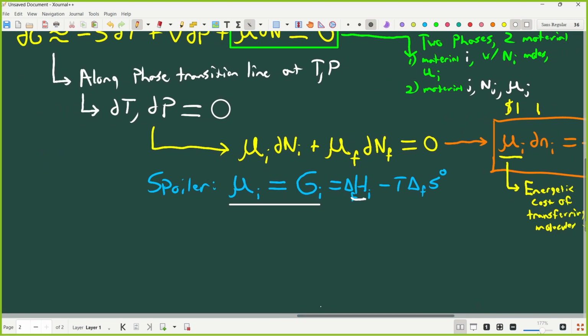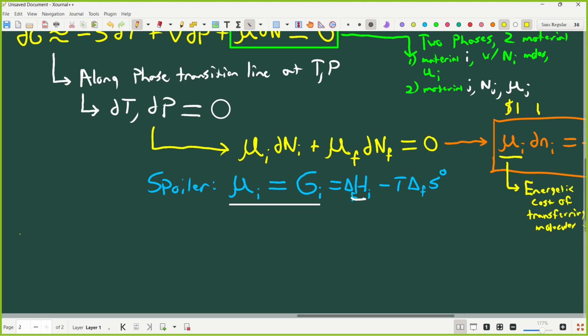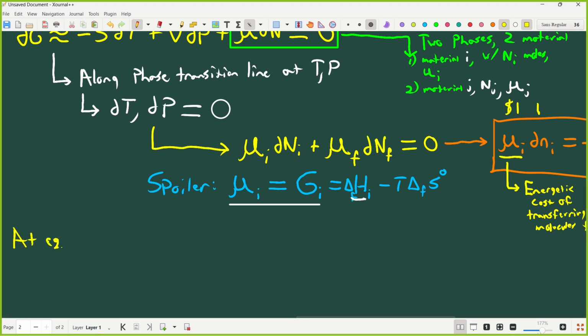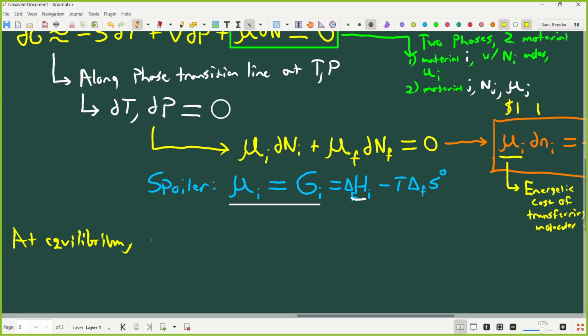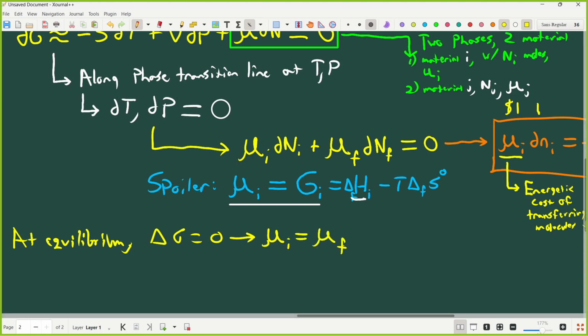Okay, so now we're about halfway to our useful equation. Just a little bit more work to do. All right, so the most important thing is that at equilibrium, delta G is 0, of course. And what this actually means in reality is that the chemical potential of the one phase is equal to the other phase. Or sorry, the change in them is equal. All right, so if delta G is equal to 0, then the change in those is equal to 0.